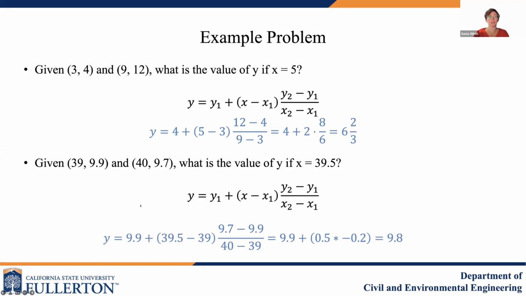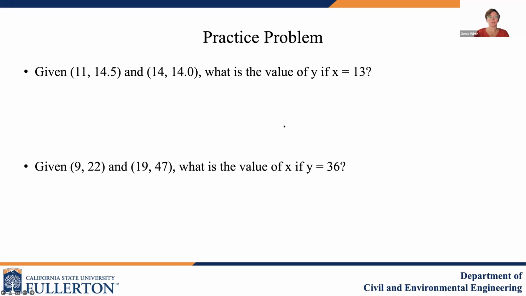Let's try another one. This is from a table of data that corresponds to hydrometer readings in soil mechanics. Given this set of data from a prescribed table, what is the value of y if x is equal to 39.5? So you didn't measure 39 or 40, you measured 39.5, and you know 39 corresponds to a value of 9.9 and 40 corresponds to a value of 9.7. So what is the value of y if x is 39.5? Same thing, it's using the same formula. I plug in my known quantities and my target x value, and I find that my target y value is 9.8.